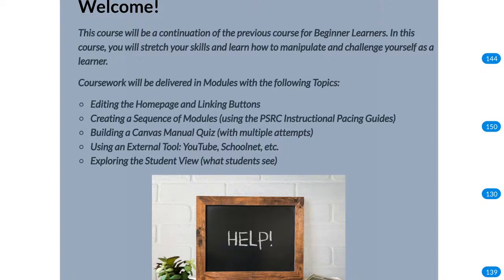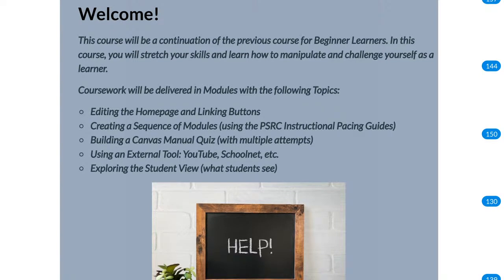We're going to start out with our homepage inside of our course. And our homepage talks about the modules and topics that will be delivered inside of our course for intermediate learners. You're going to learn about editing the homepage and linking buttons, which is really an awesome advancement from the beginner. Linking the buttons does give you some accessibility into learning more about your homepage and how to connect those pages. You'll learn about how to create modules by using your instructional pacing guides. You should have connection to those or even the previous ones from a Canvas course.